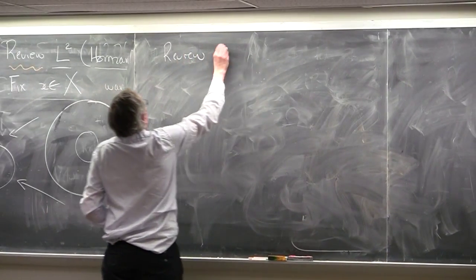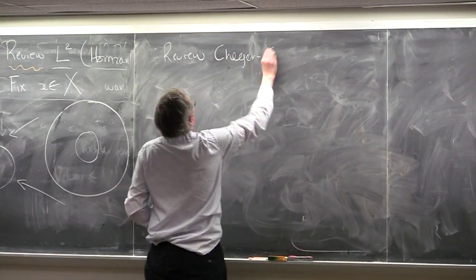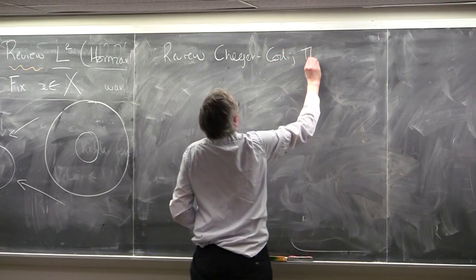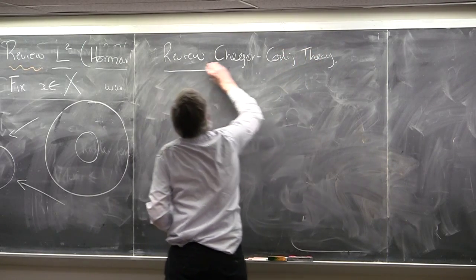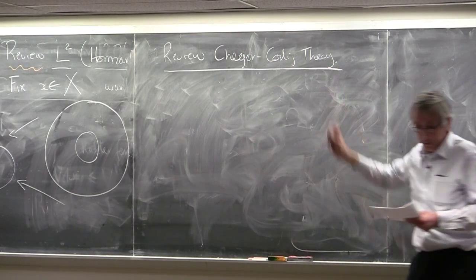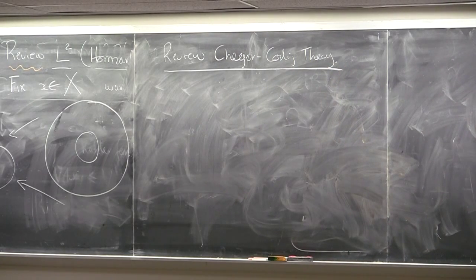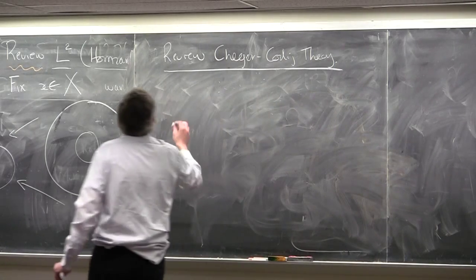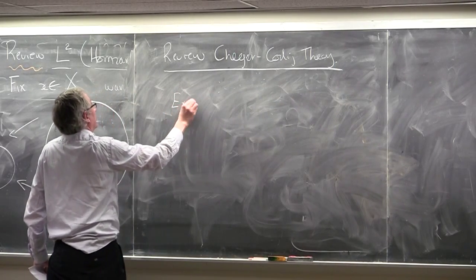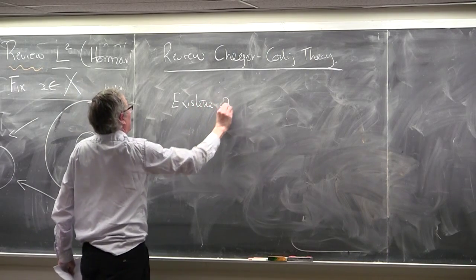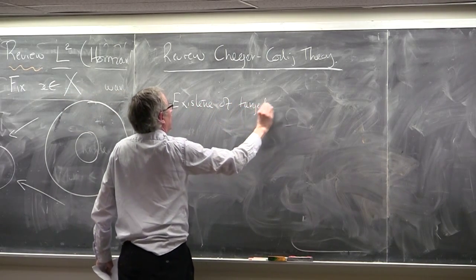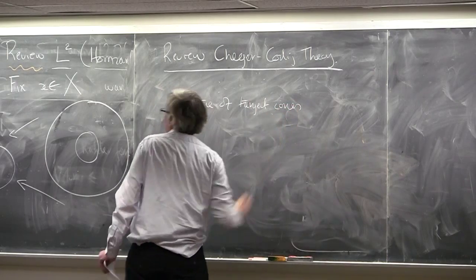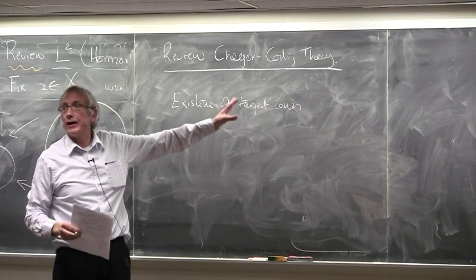So let's now review the Cheeger-Colding theory. I'm not an expert in this, but let me review some small parts of it that we're going to refer to. The crucial thing is the existence of tangent cones. That's to say, for the Gromov-Hausdorff limits of the kind that we're considering.